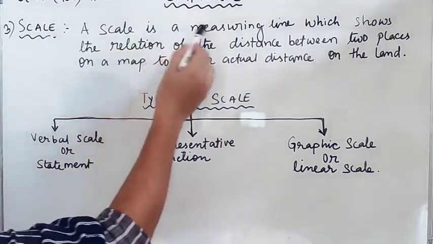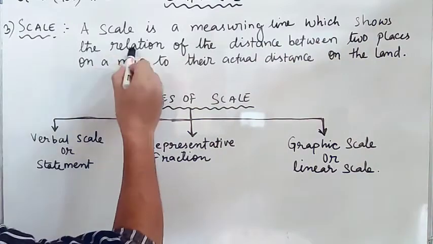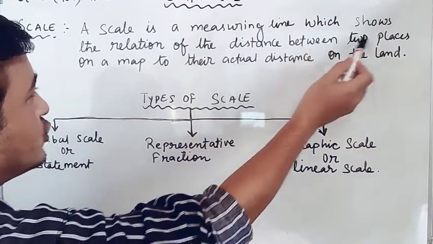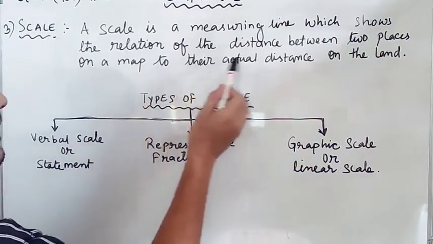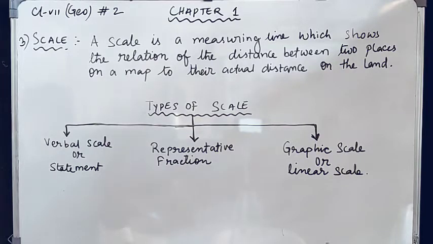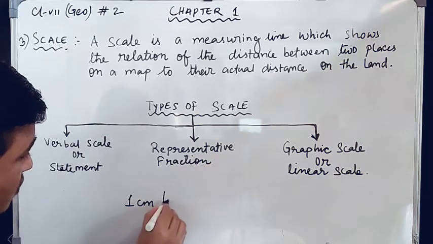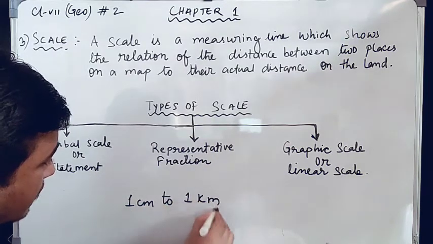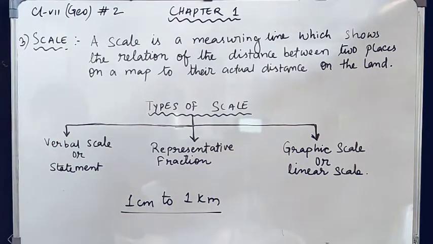A scale is a measuring line which shows the relation of the distance between two places on a map to their actual distance on the land. So students, a scale is nothing but a ratio between a distance measured on a map and a corresponding distance on the land. For example, when we say that the scale on the map is 1 centimeter to 1 kilometer, it means that 1 centimeter on the map represents 1 kilometer on the actual ground.